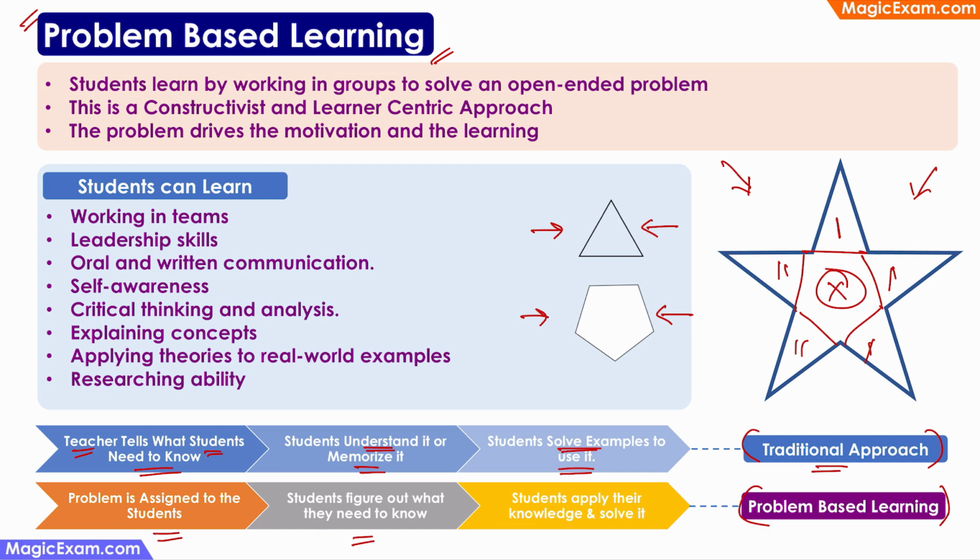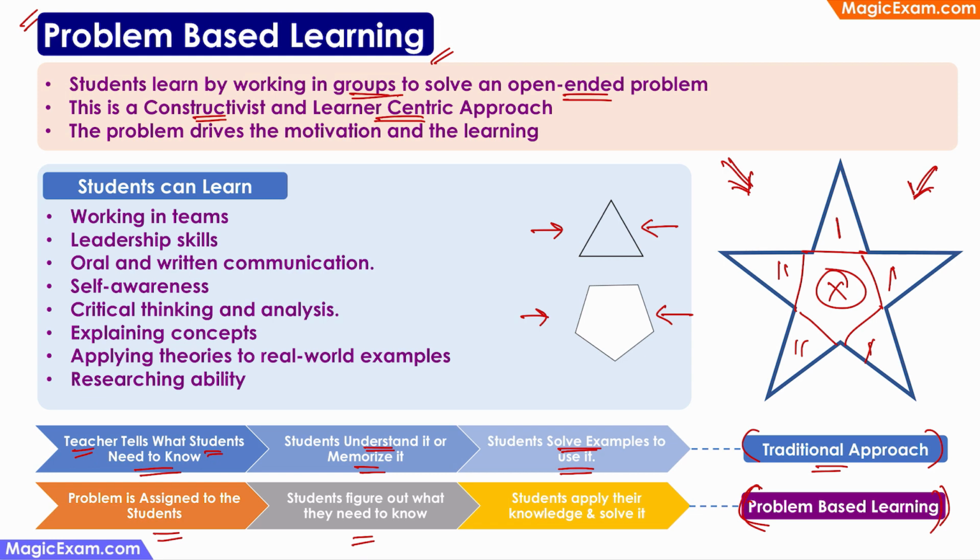But in the traditional approach, it is the teacher or the subject which is driving the learning. Whereas in the problem-based learning approach, it is the students who are driving the learning, which means that this is a learner-centric approach. And because the students are actively constructing the knowledge here, it is a constructivist approach as well. So the students are learning by working in groups and they are solving an open-ended problem because there might be more than one way of calculating the area of the star. So they are finding out the way that actually works for them. Right? So they are finding out the method that they can understand.